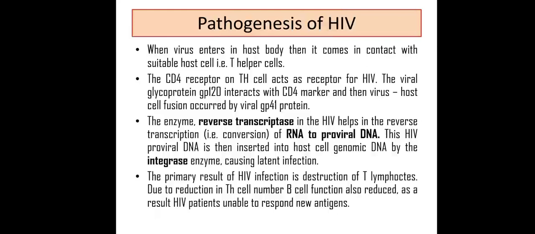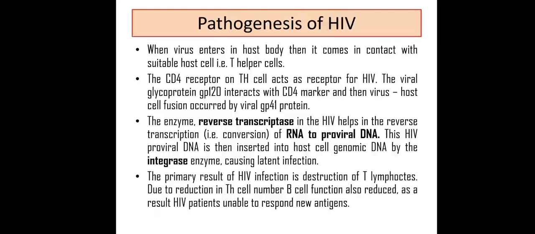The viral glycoprotein GP120 interacts with this CD4 marker, and then virus host cell fusion occurs through the GP41 protein. The enzyme present within this virus, the reverse transcriptase, helps the HIV virus in the reverse transcription process, that is the conversion of its RNA copies to proviral DNA. This HIV proviral DNA then gets inserted within the host cell DNA by the integrase enzyme, causing a latent infection.